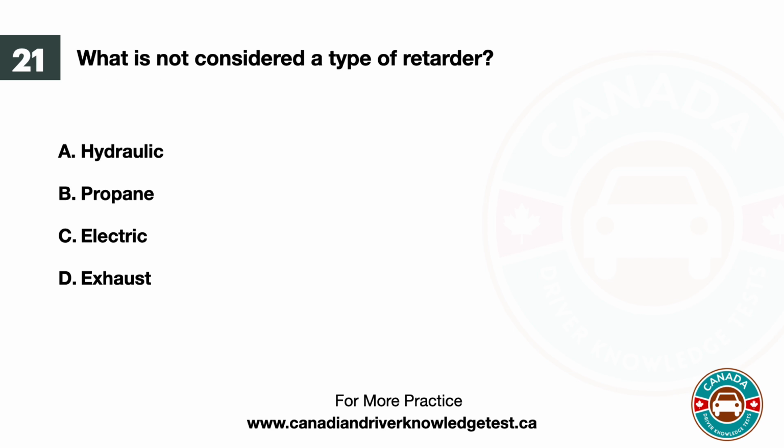Question 21. What is not considered a type of retarder? A. Hydraulic. B. Propane. C. Electric. D. Exhaust. The answer is B. Propane.